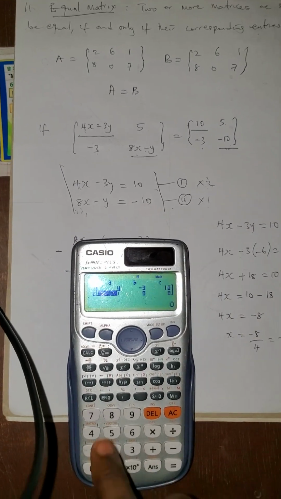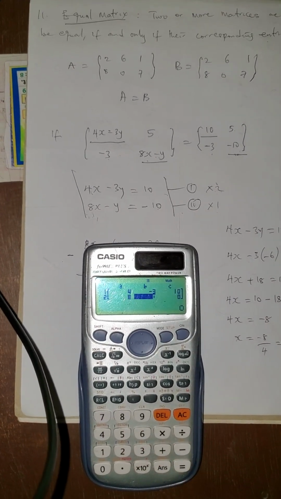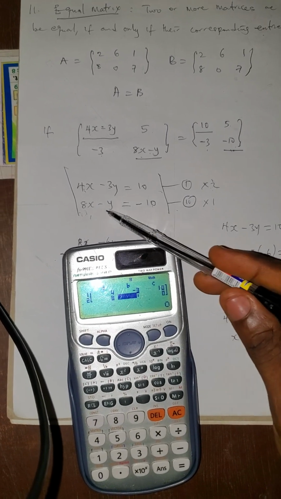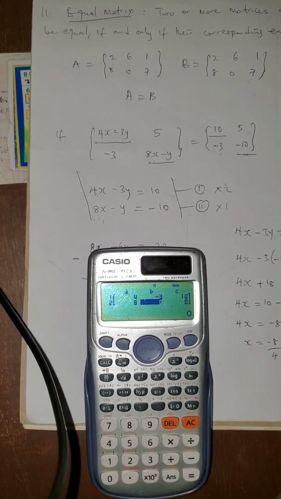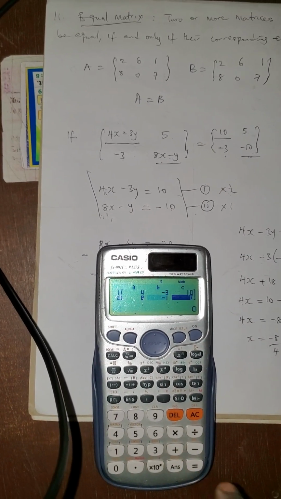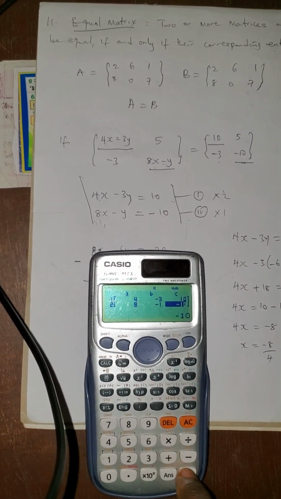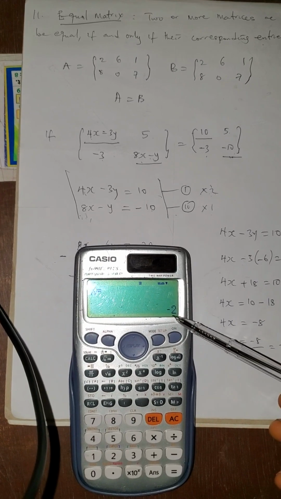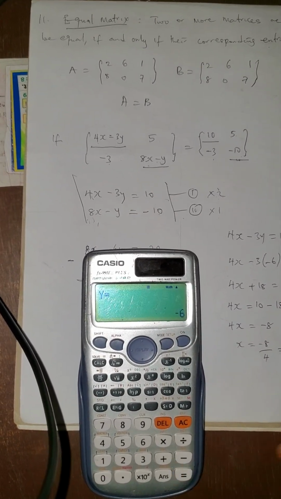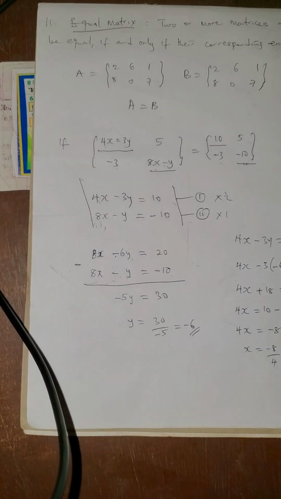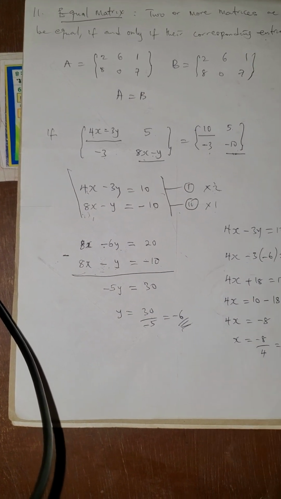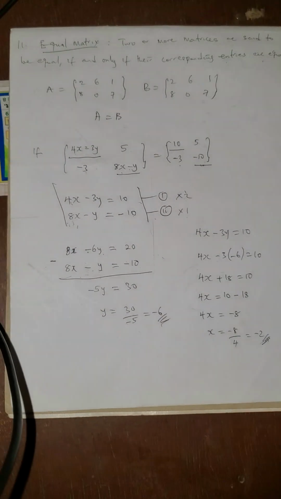The next one, the coefficient here is 8. Press 8 and press equals. Next, the coefficient of y here is minus 1, so press minus 1 and press equals. Next one here is minus 10, so press minus 10 and press equals. Then press equals. You observe that x is minus 2 here. Then press equals again. y is what? Minus 6. So you have x to be minus 2 and y to be minus 6. So that is how to do this on the calculator.